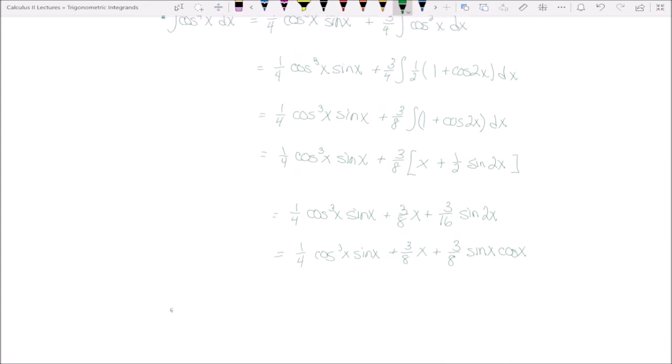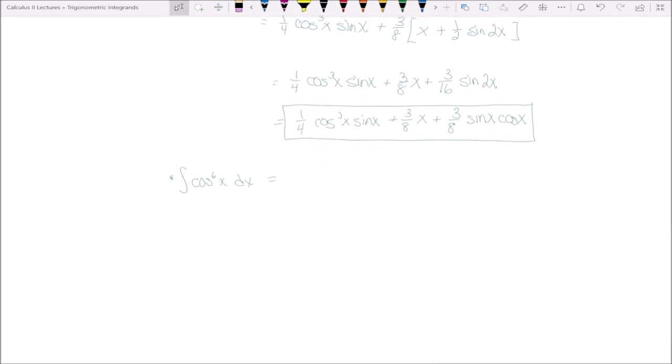What about cosine to the 6th? For the purpose of this example, I'm just going to use that form. Cosine to the 6th, again, we're going to use the cosine reduction formula, and we can now write this as 1/6 cosine of 5x times sine of x plus 5/6 antiderivative cosine to the 4th x dx. Now at this point, there's no need to continue, right? We already figured out what the antiderivative of cosine to the 4th is. We literally just did that.